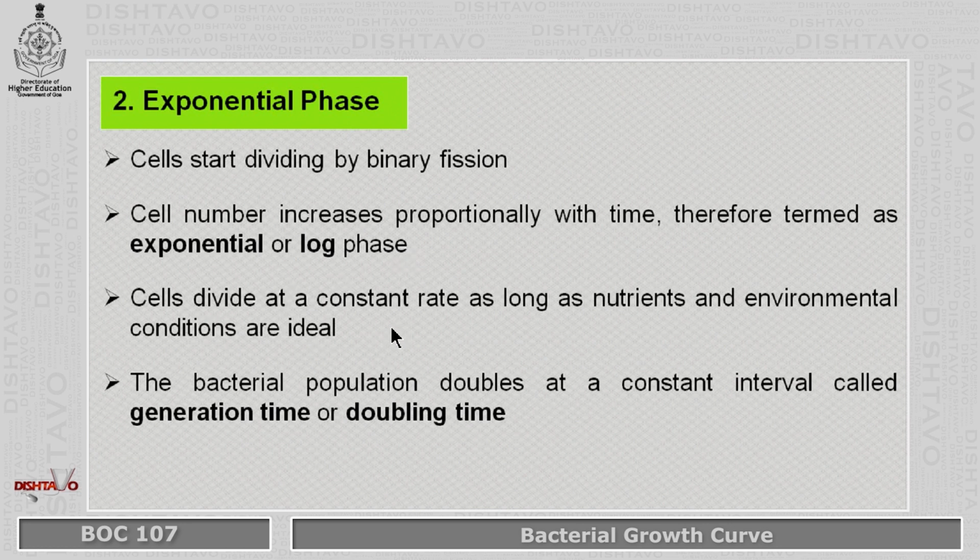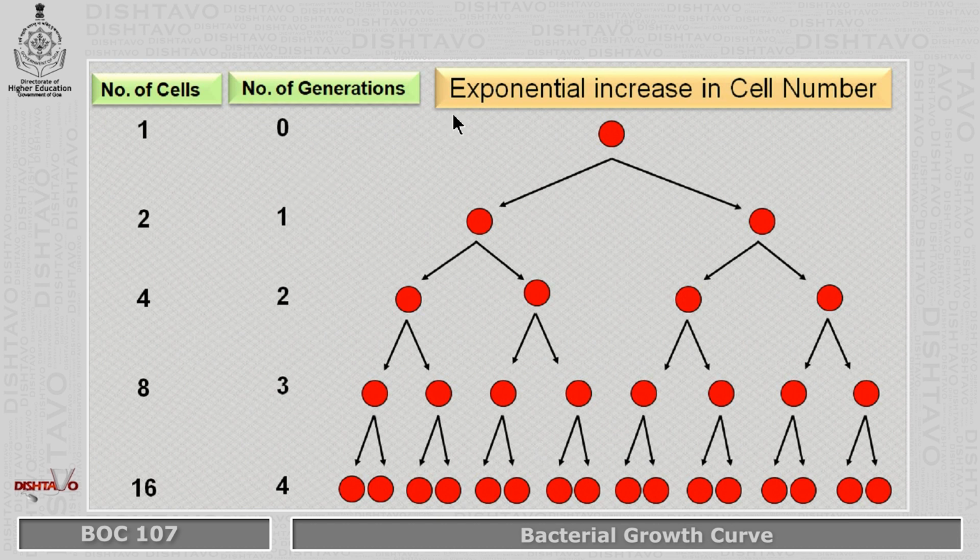The cells divide at a constant rate as long as nutrients and the environmental conditions are ideal for growth. The bacterial population doubles at a constant interval, which is called the generation time or the doubling time. Now this slide represents the exponential increase in cell number.